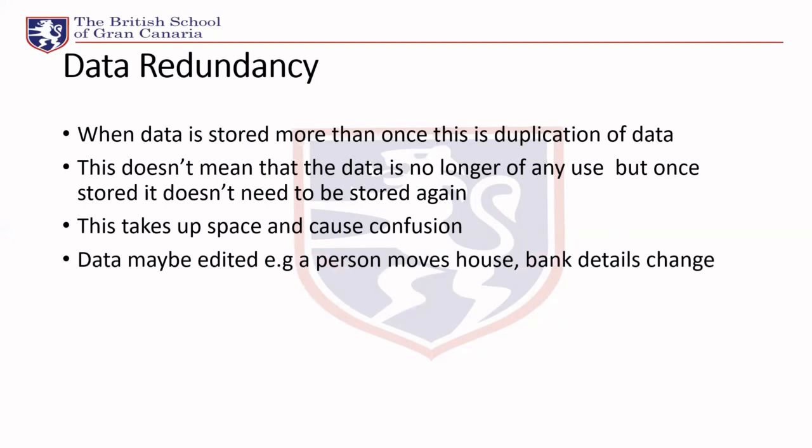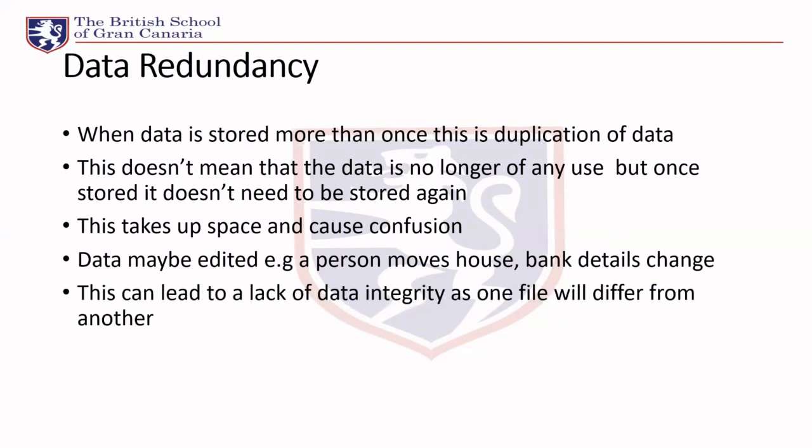Data may be edited, so a person may move house, so they've changed address. Maybe their bank details are changed. Maybe Daniela doesn't work for the Way Out band anymore, she works for another band. So when you've got this data stored more than once, like one file with her details and another file with her details, then another file, it gets confusing. So it can lead to a lack of data integrity.